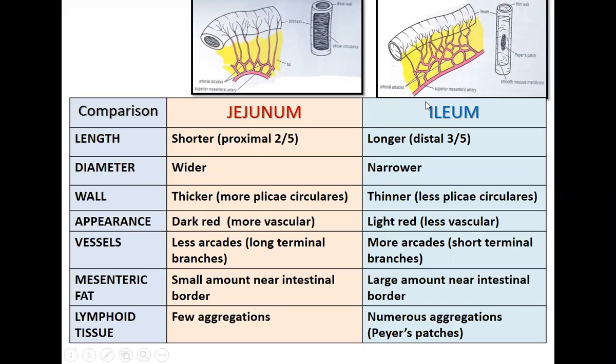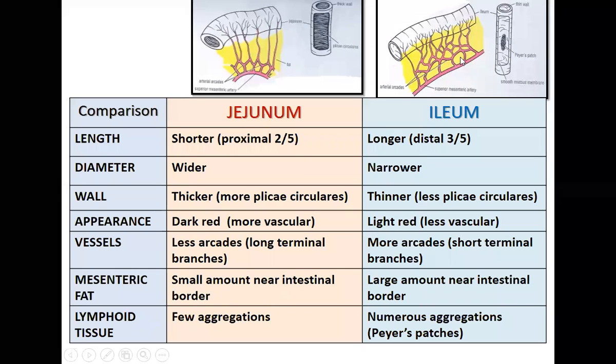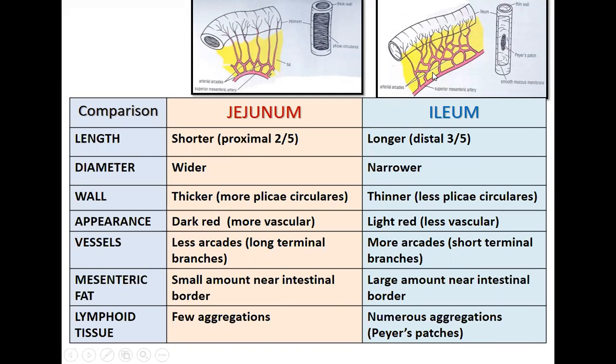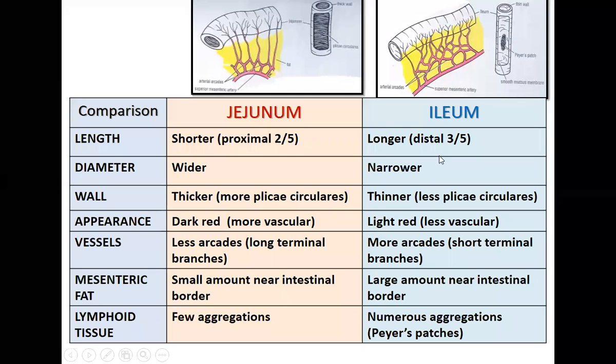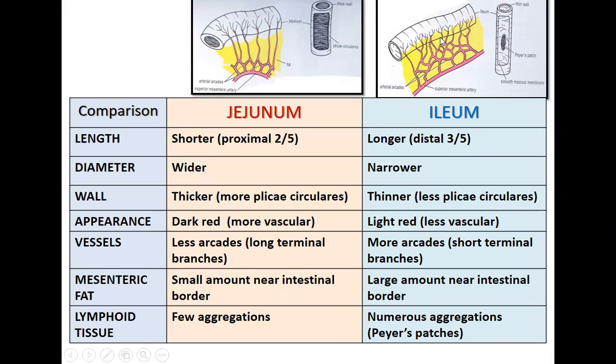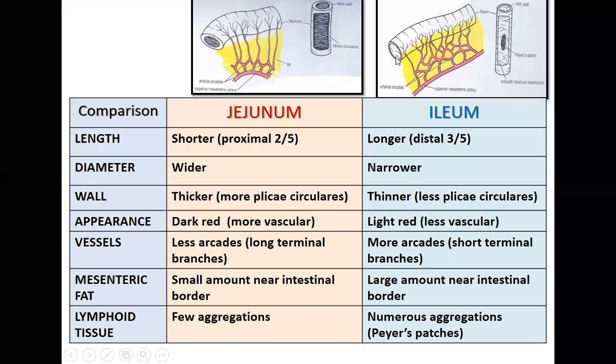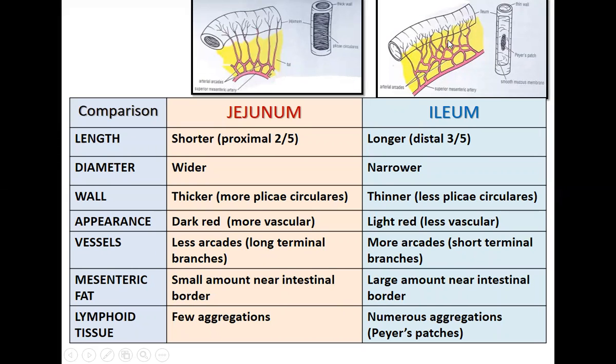But in the case of the ileum, there will be more arterial arcades, these arching, communicating branches. So with more arterial arcades, there will be shorter terminal branches. If you see here, there are longer terminal branches. Here there are shorter terminal branches. All these we can see even with a hand lens. So these are some of the important features.